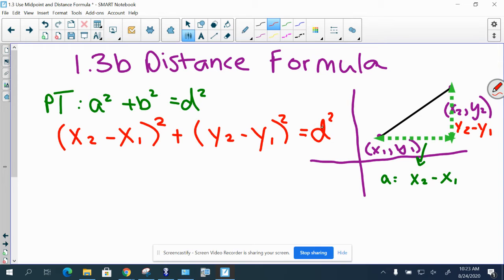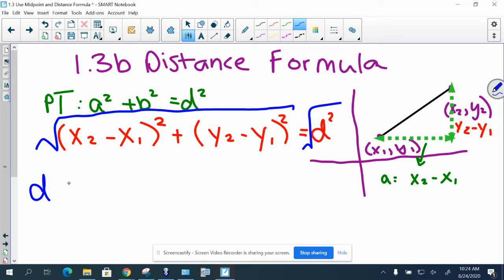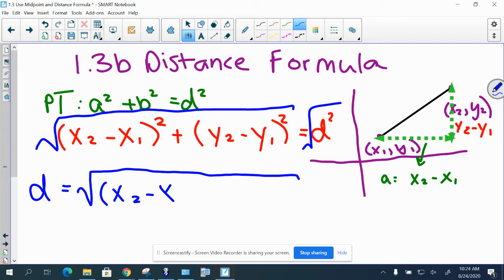Well, what if you wanted to actually solve for d? What if you wanted to get d by itself? Well, d is being squared, so the opposite of squaring something is square rooting something. So to get d by itself, you would take the square root of both sides. So then the final equation for the distance formula looks like this. D equals the distance between any two points is equal to the square root. Make sure you draw a big square root of x2 minus x1 squared plus y2 minus y1 squared.